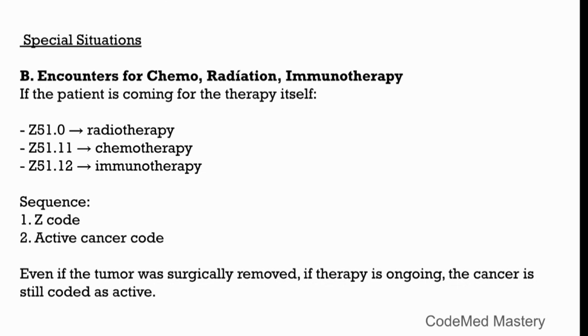So how will we sequence this? First the Z code, second the active cancer code. First you will code for therapy, later cancer. If the tumor was surgically removed and therapy is ongoing, the cancer is still coded as active. Okay? This sentence is very important. Remember, if the tumor was surgically removed and therapy is still ongoing, then the cancer is still coded as active.